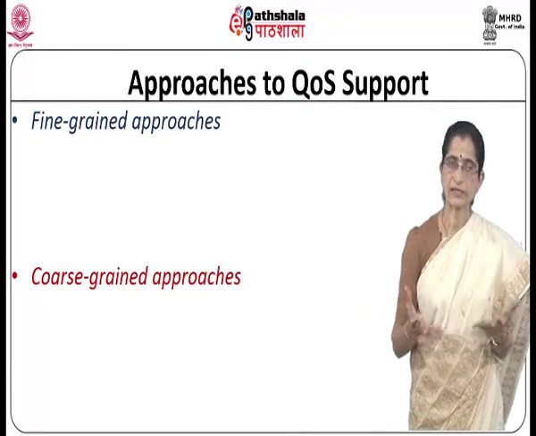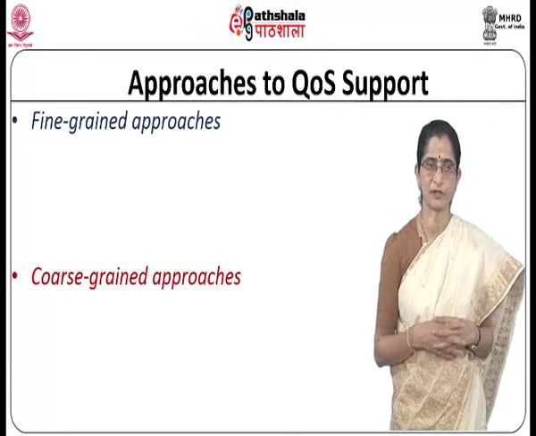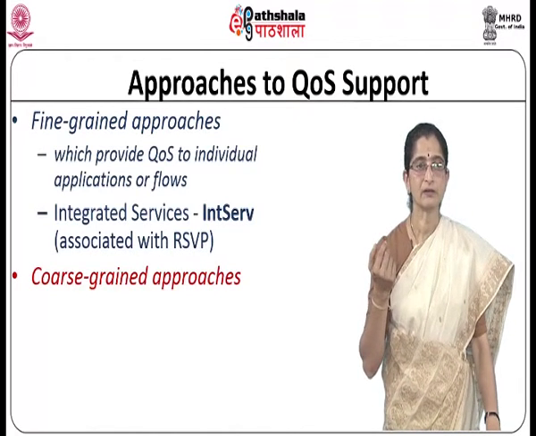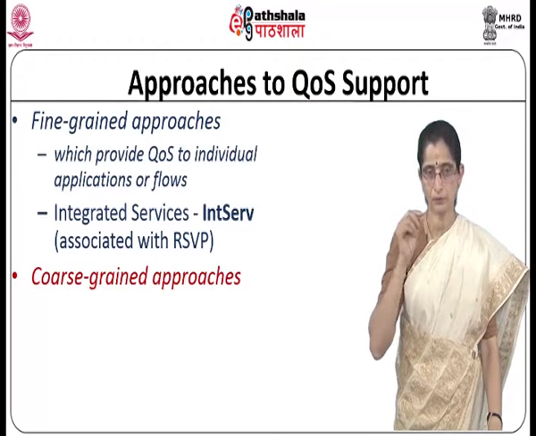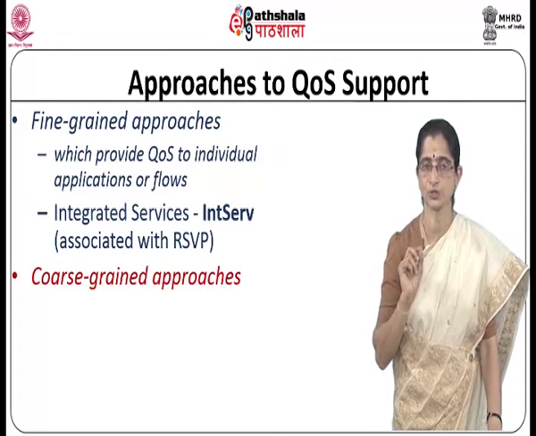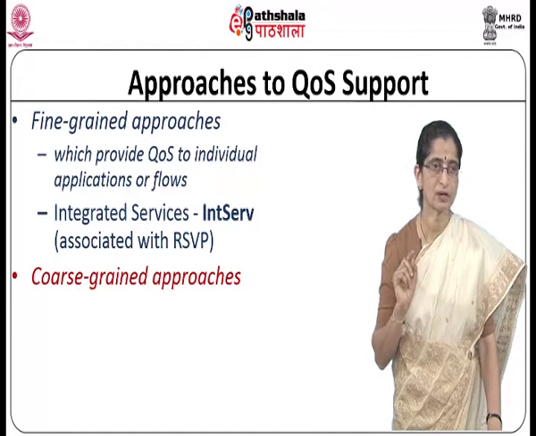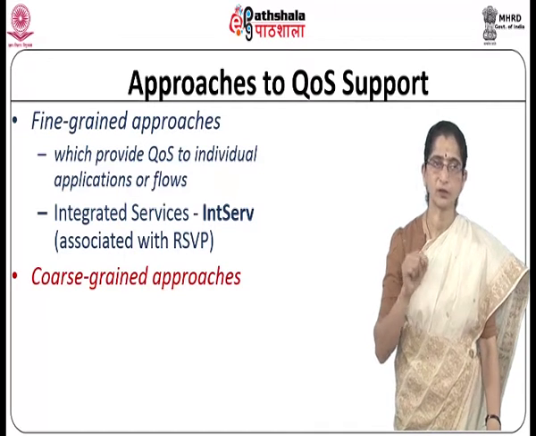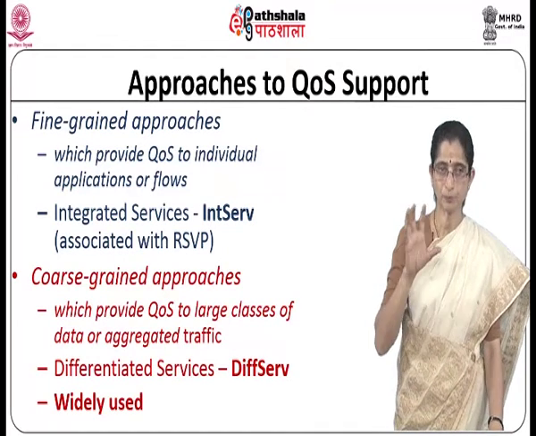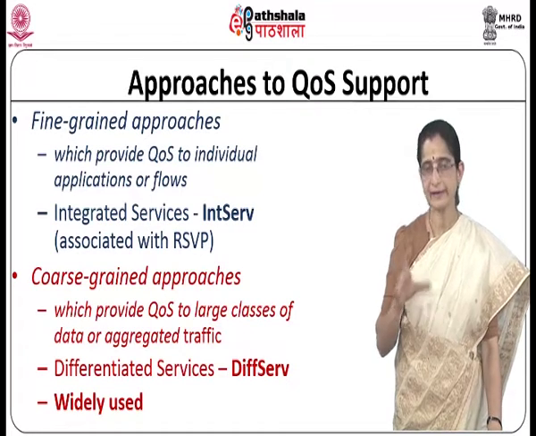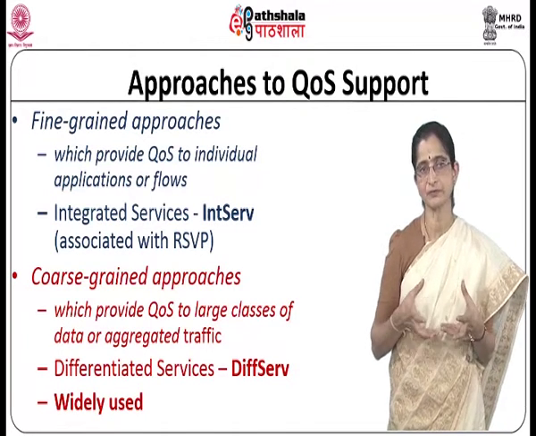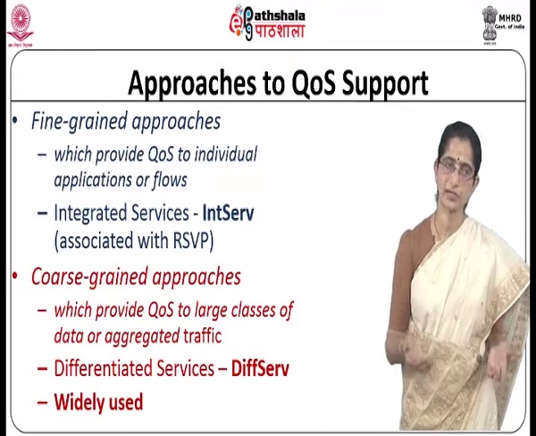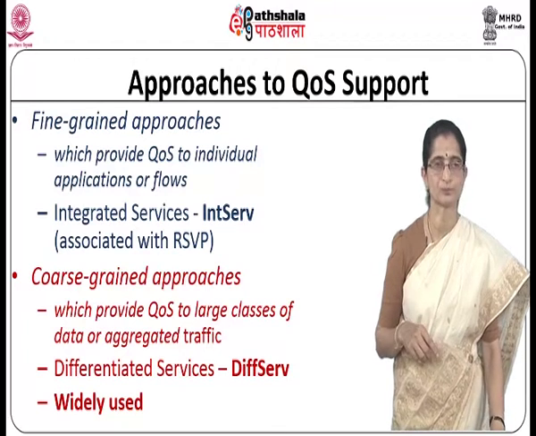Now, we have already seen that there are two approaches to quality of service support in networks. One is called a fine-grained approach and the other is a coarse-grained approach. In the fine-grained approach, you provide quality of service guarantees to individual flows or applications, and we already saw that int-serve is an example of that kind of approach. Now, we will be looking at the coarse-grained approach. In the coarse-grained approach, you provide quality of service to aggregated traffic, or large classes of traffic. Diff-serve is a good example of this approach and this is widely used, which is what we will look at now.